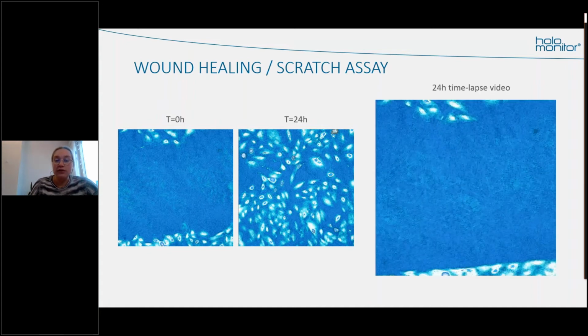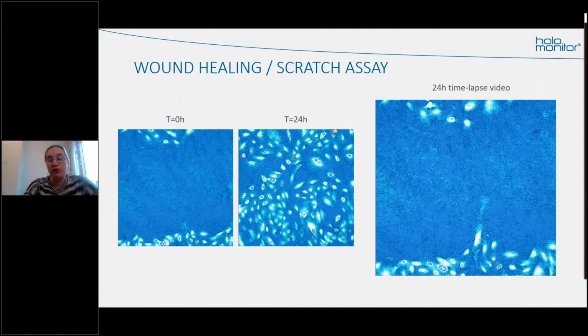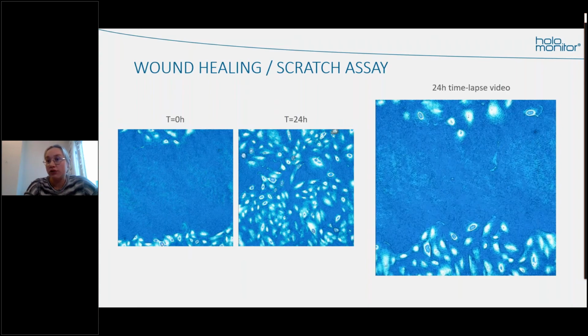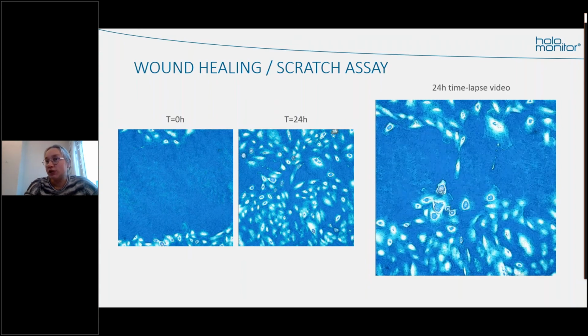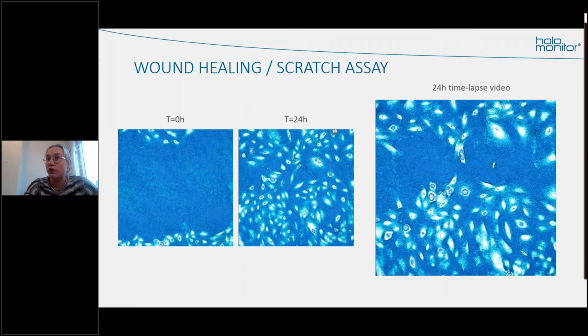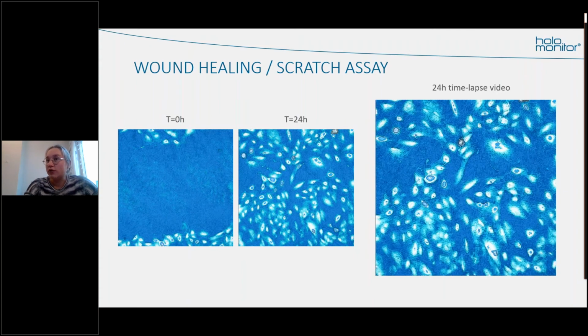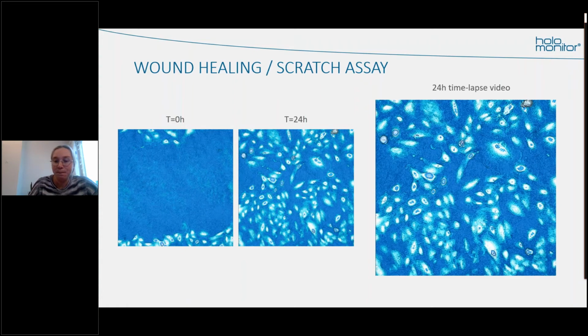And as you can see in this movie from the HoloMonitor wound healing assay, all these questions can be answered using single cell tracking and the HoloMonitor system. Here you can see that the cells move pretty much as a collected front, but there are some forerunners, and there are also some cells that divide.